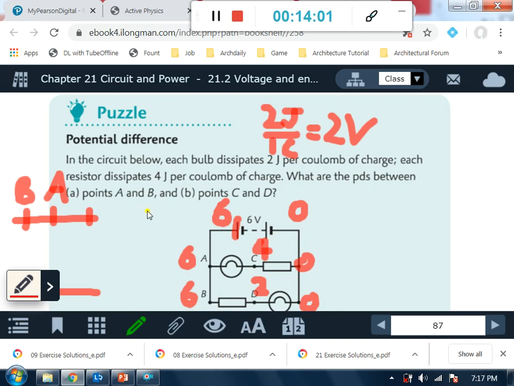Okay, then look at this question. Point A and point B. What is the potential difference between A and B? A is 6, B is 6. So the difference between them should be 0 volts. How about CD? C and D. Ask yourself what C is. C is 4, D is 2. So the difference between them should be 2 volts. That's all. In examination, we will ask you this type of question.